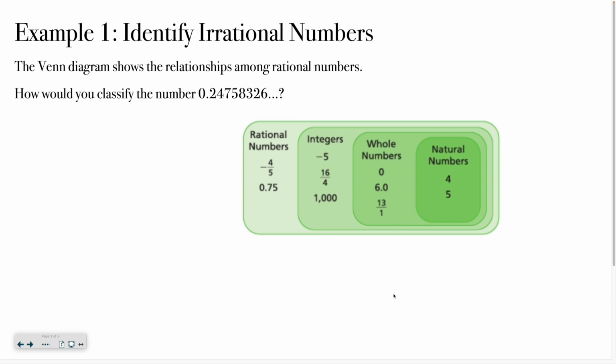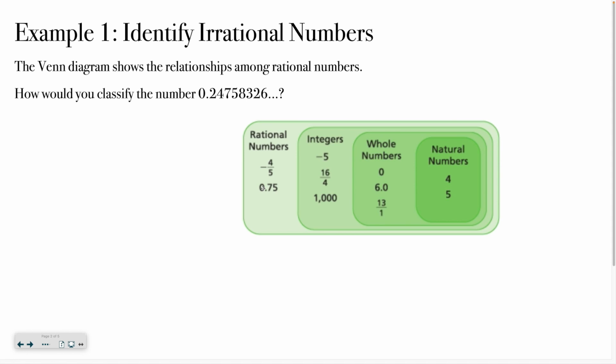Then the next category is integers. So integers include all of the whole numbers, all of the natural numbers, but it also includes the negative version of those numbers. Okay, so again, no decimals, positives and negatives, all numbers. Okay, then rational are basically all of those numbers in between.